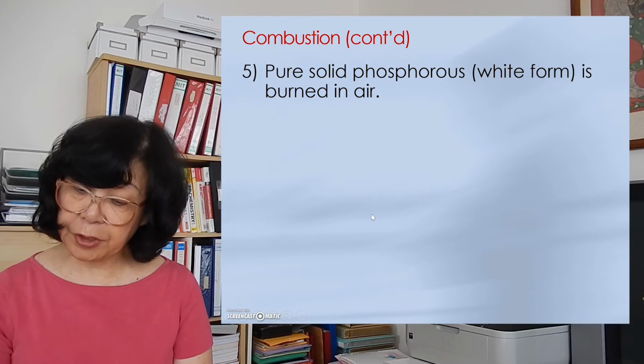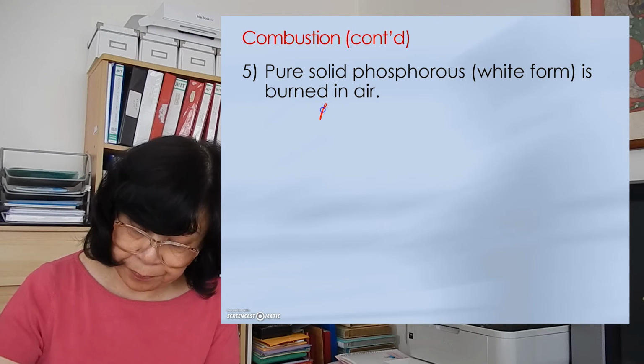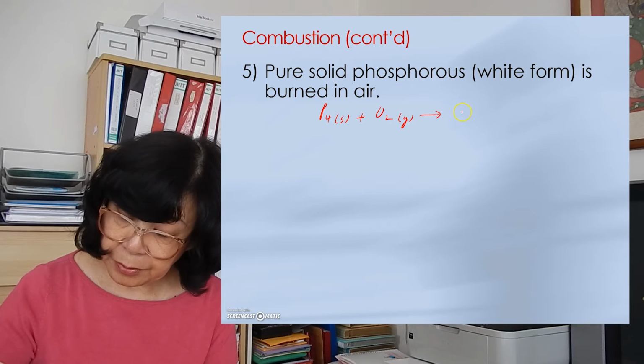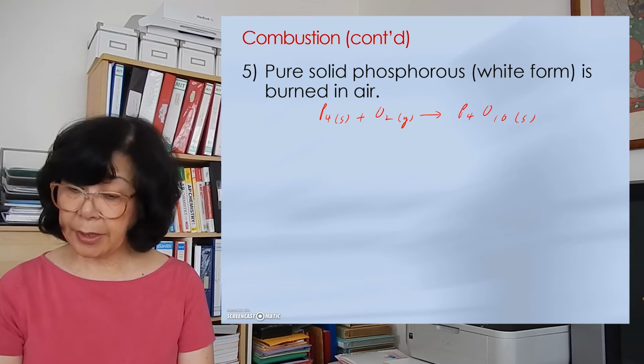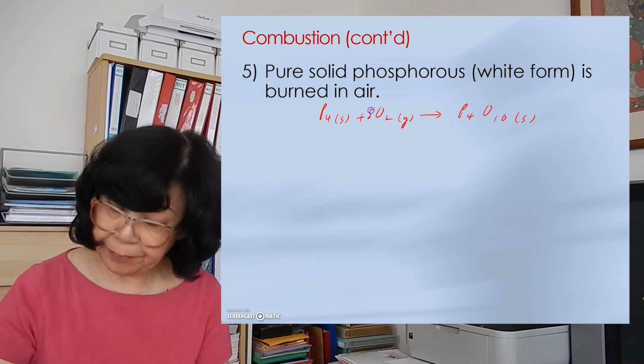Pure solid phosphorus, white form, burned in air. This is actually P4 solid plus oxygen gas to form P4O10, a solid here, tetraphosphorus decoxide, and I multiply the O2 by 5.